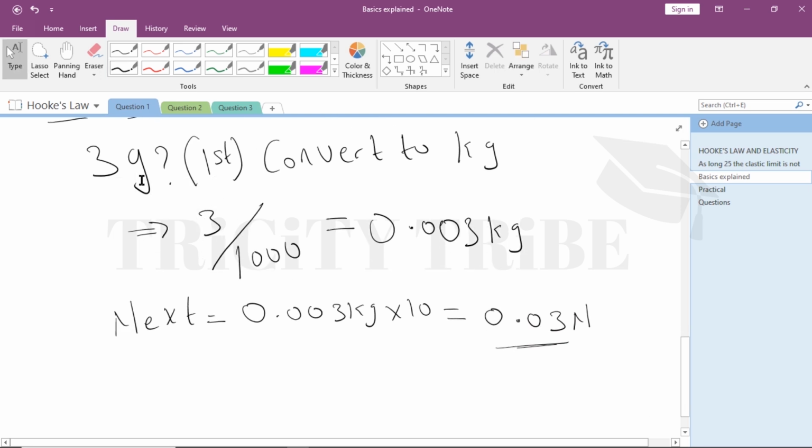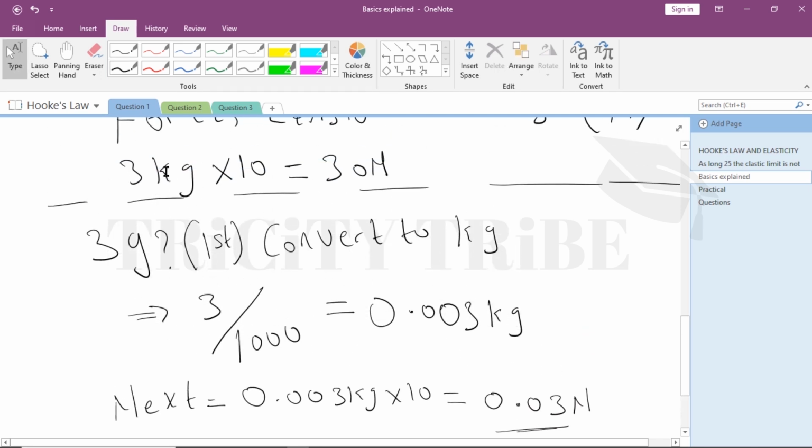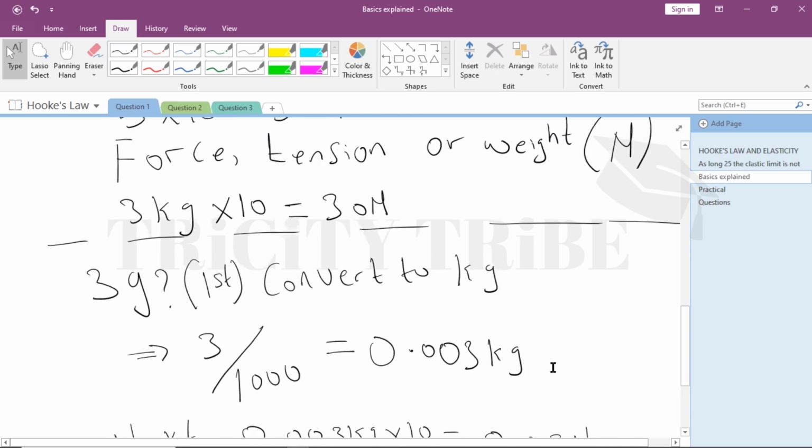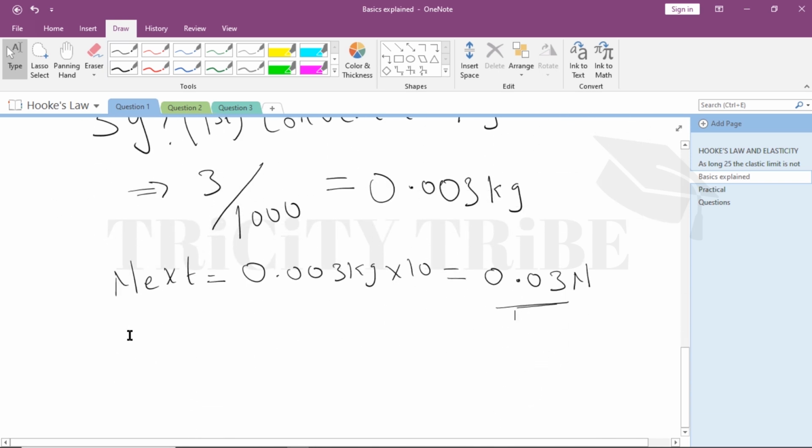So I have converted my gram. When you have your kilogram, you multiply by 10 to get Newton. But if you have gram, which is smaller than kilogram, first convert your gram to kilogram by dividing by 1000. Then you can go ahead to multiply your kilogram by 10 to get your Newton. Now let's go to the next one.